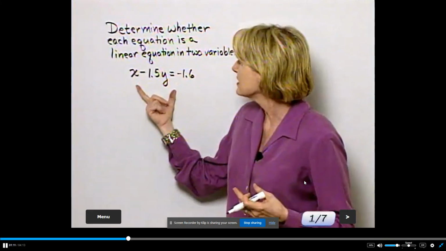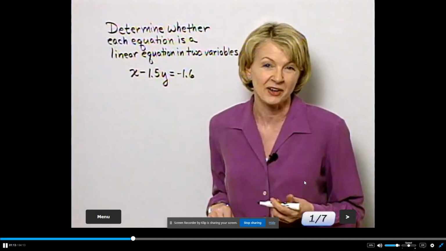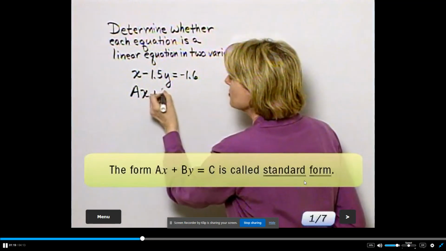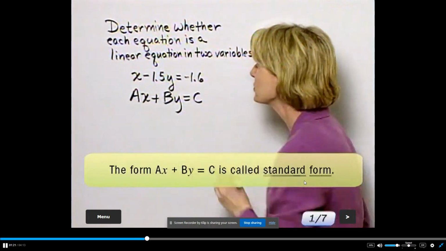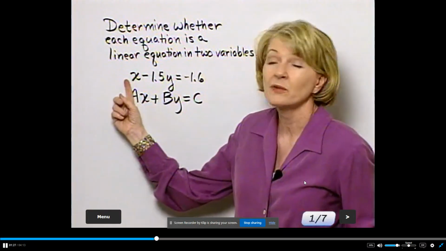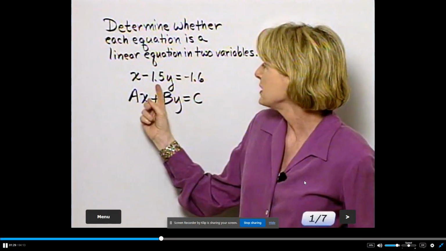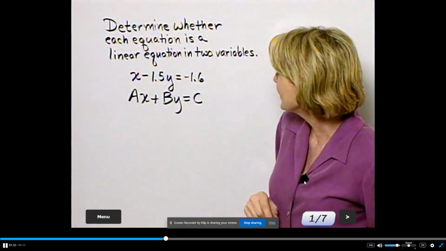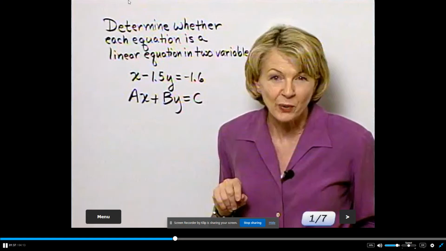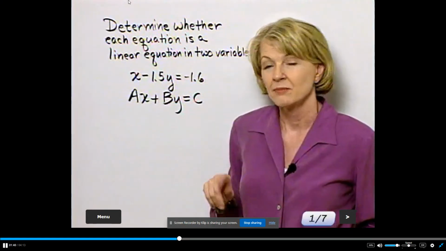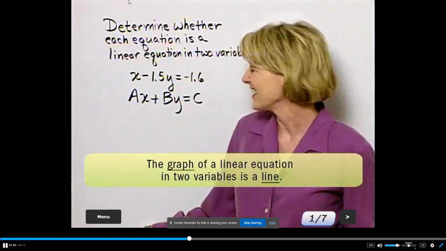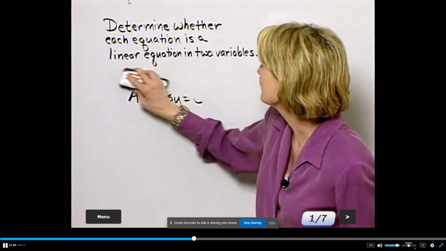For example, is this a linear equation in two variables? Can it be written in the form ax plus by is equal to c? The answer is yes. Notice here a would be the coefficient of x, a would be 1, b would be negative 1 and 5/10, and c is negative 1 and 6/10. This is a linear equation in two variables. By the way, we'll be graphing later, but its graph then is a line. Let's look at another equation.